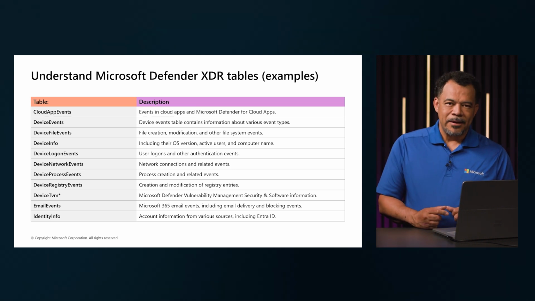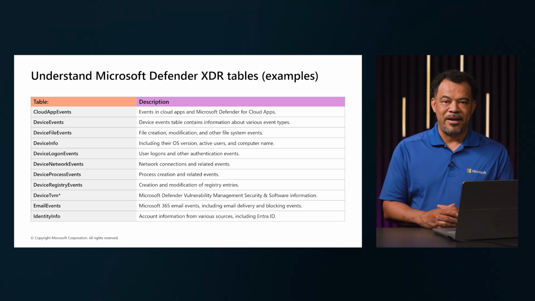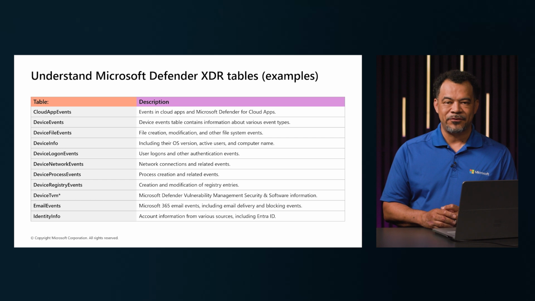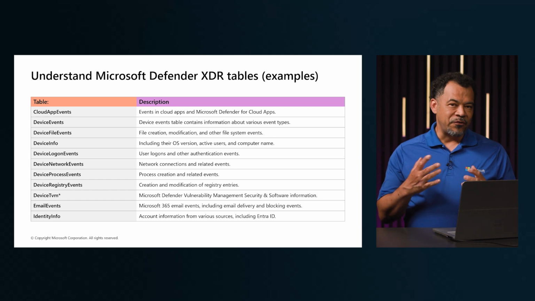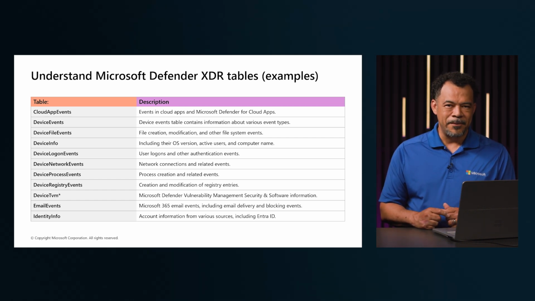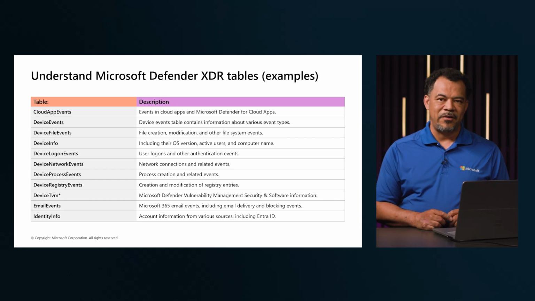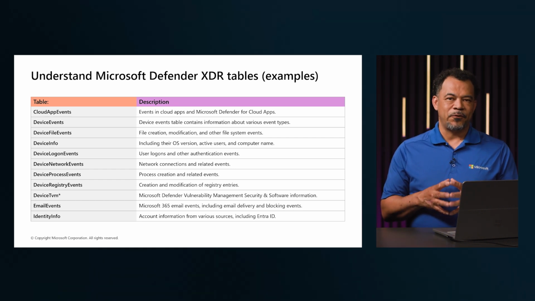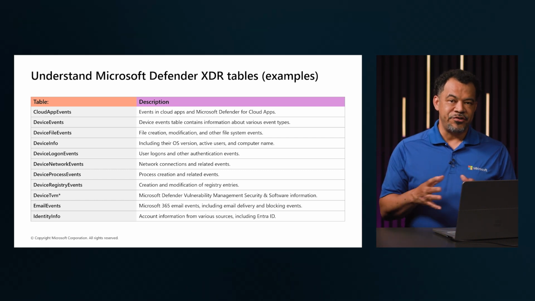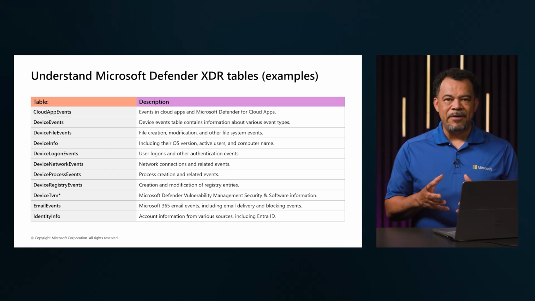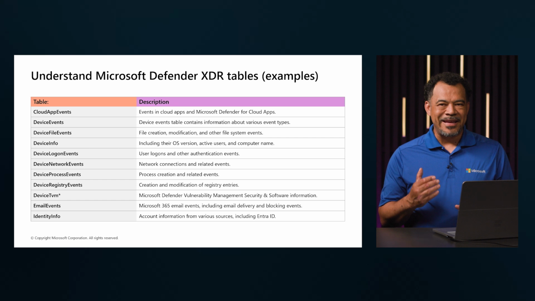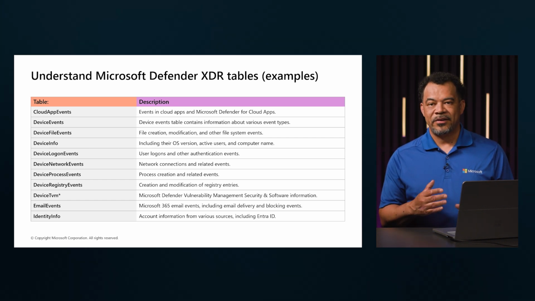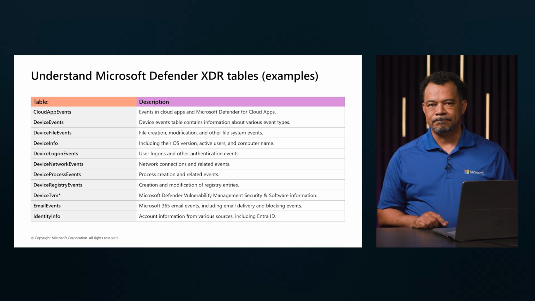All right, so now, this table gives you a helpful overview of the key data tables used in Microsoft Defender XDR. Each table focuses on a different aspect of security telemetry, like device events for general device activity, or device login events for authentication, and email events for Microsoft 365 email tracking. You'll also find tables for cloud app usage, file and registry changes, network activity, and even vulnerability management data. Understanding what each table contains makes it easier to build targeted queries and investigations across your entire security environment.